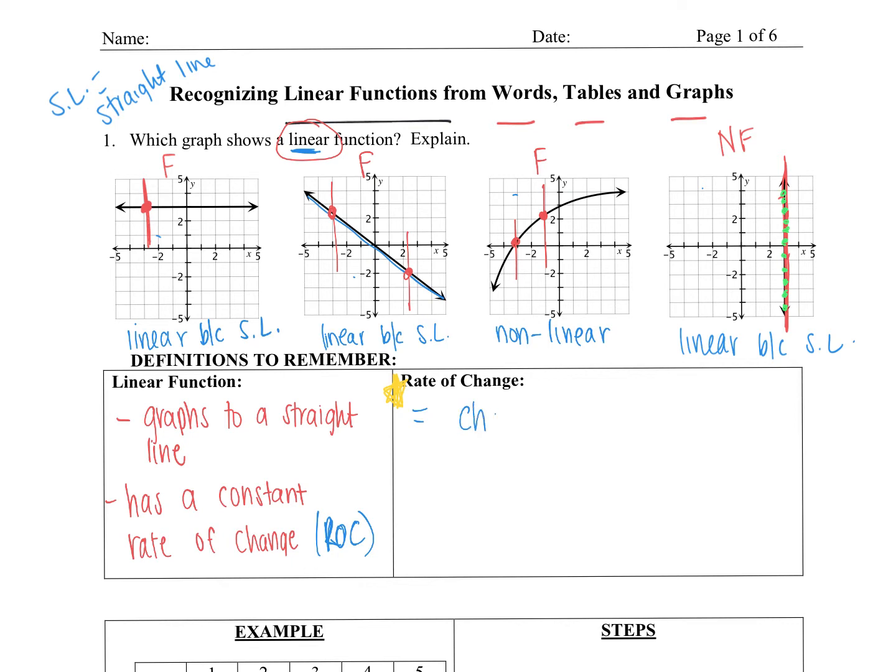And the rate of change is the change in y all over the change in x. That is our formula for rate of change, okay? And I'm going to show you exactly how to find the change in y and the change in x. But what's important about the rate of change is that from the rate of change, we can tell if something's linear or not, okay?